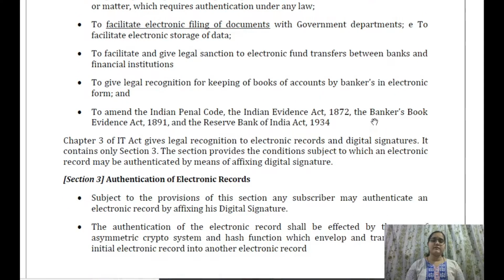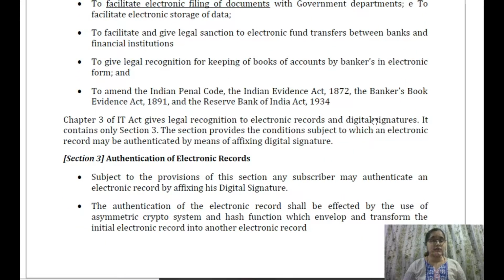So chapter 3 of the Information Technology Act gives legal recognition to the electronic records and digital signature. Having this recognition is very important because without the legal backing, the signature won't be valid. The electronic records can't be used as evidence. Okay. Then what is meant by electronic record?